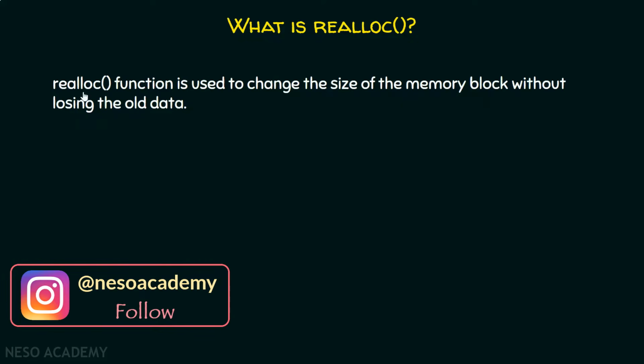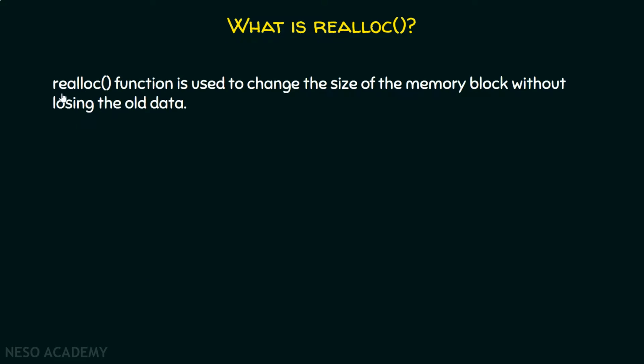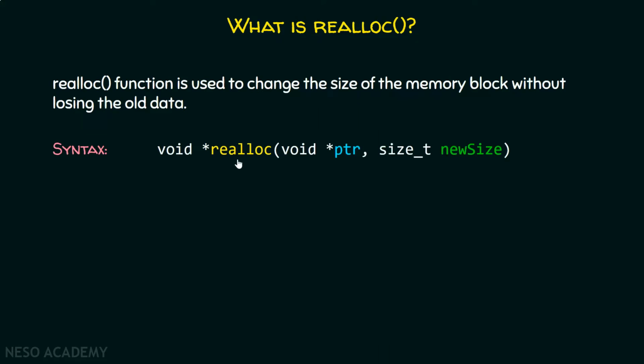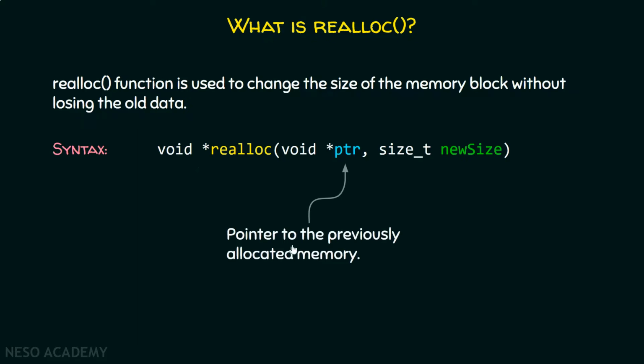It is a built-in function, declared in stdlib.h, and as the name itself suggests, realloc means reallocation. Obviously, it means that it is changing the size of the memory block. Now the syntax is quite clear. Here you can clearly see that it will return a void pointer. Apart from this, it requires two arguments. The first argument is the pointer to the previously allocated memory.